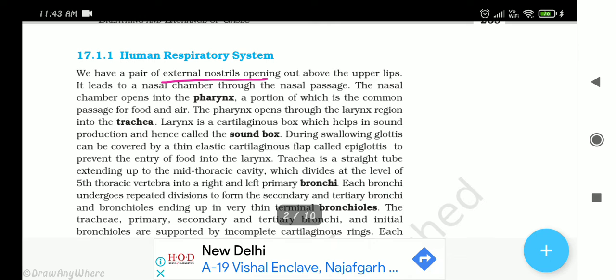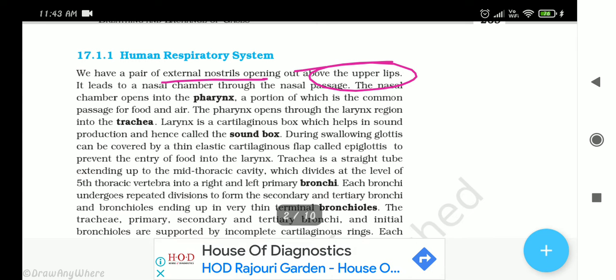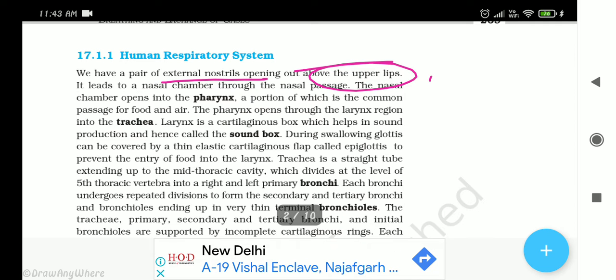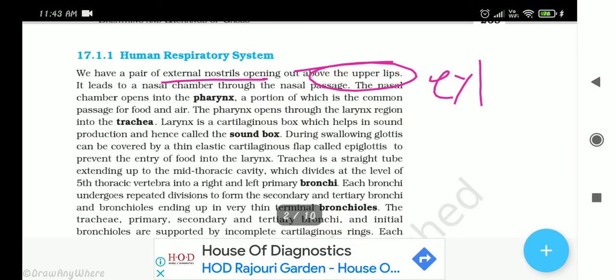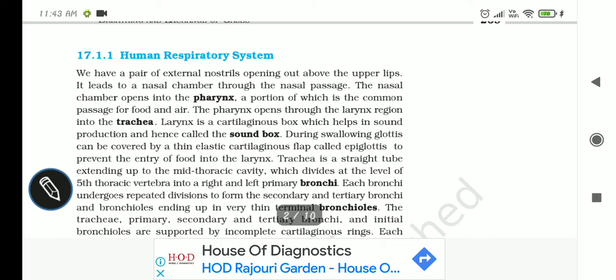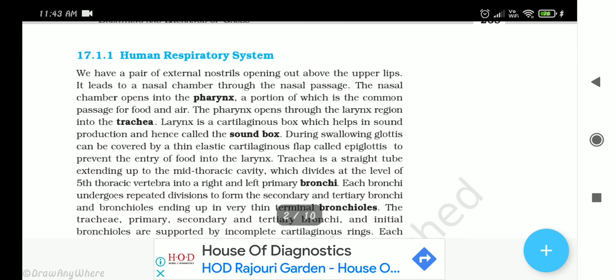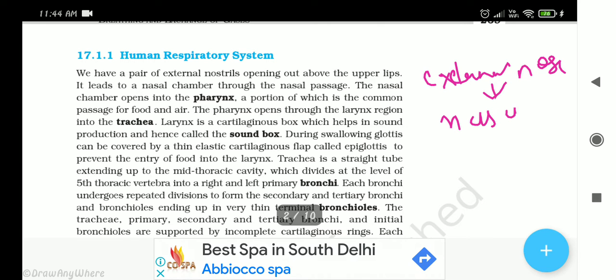Above our upper lip we have our nose. This is very basic. So how does it happen? I will write it for you so that you will learn it very easily. We have the external nose, and sorry for the bad handwriting, guys. Then it goes through our nasal passage.